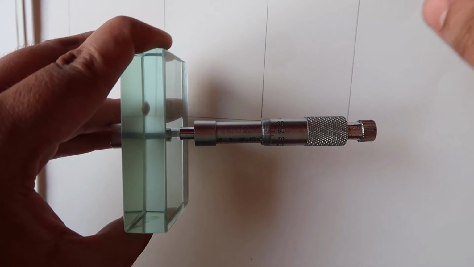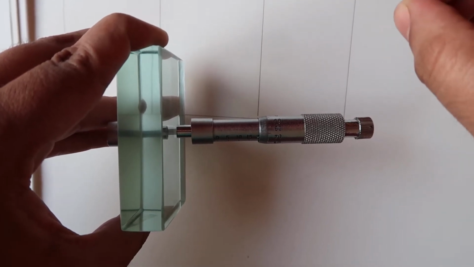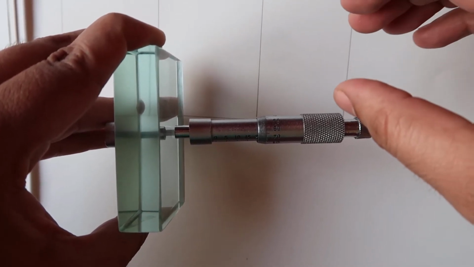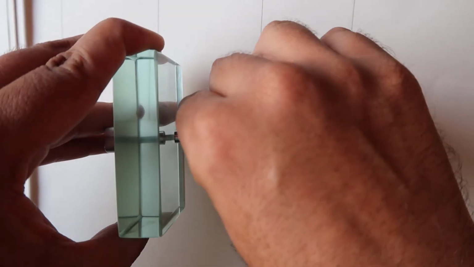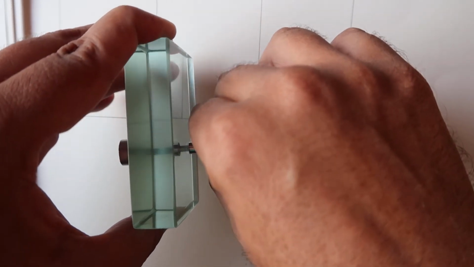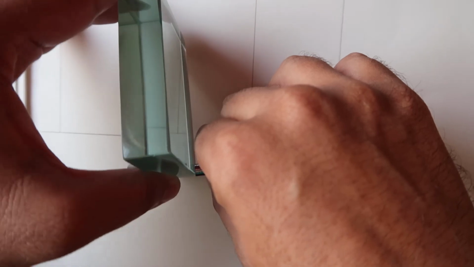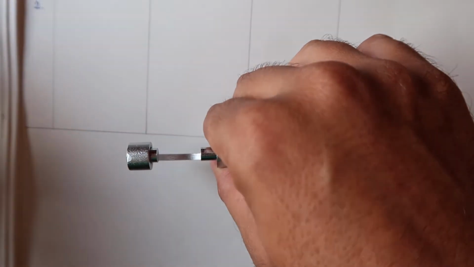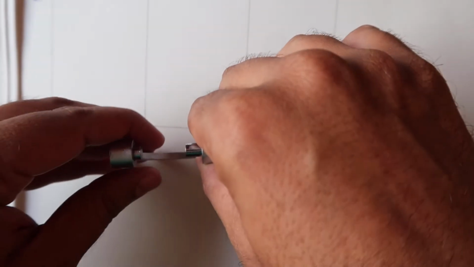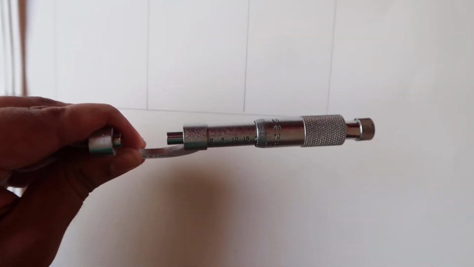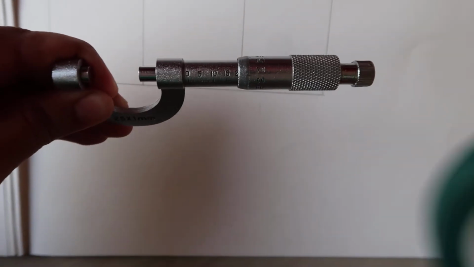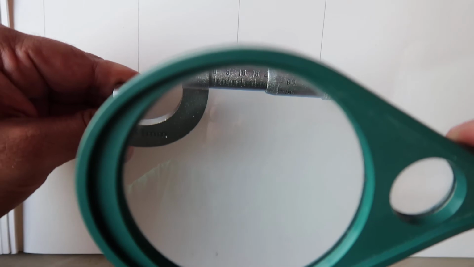Now you can see the measurement. Okay, to check the reading, it is advisable that you remove the glass slab out smoothly and carefully, and then focus on the reading. Right? So here the reading you can see.